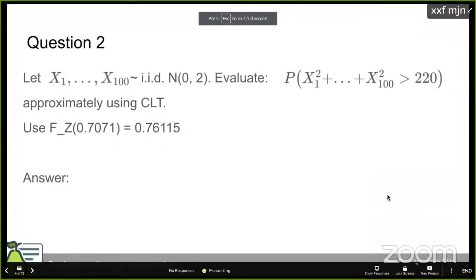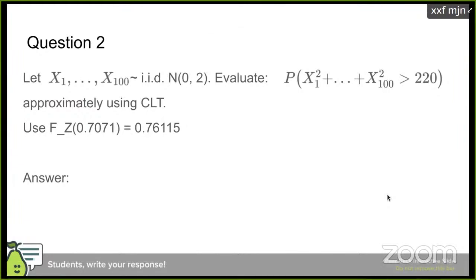So now this is your question. Let x1, x2 to x100 be IID normal 0, 2. So here mu is 0 and sigma is root 2. Now evaluate the probability that x1 square plus x2 square plus ... plus x100 square is greater than 220, and approximate it by using CLT. And you can use this value.